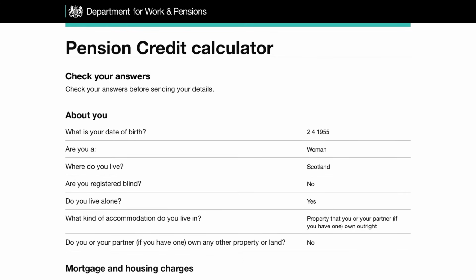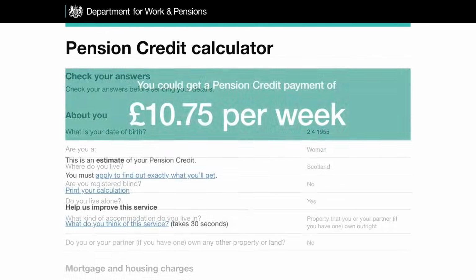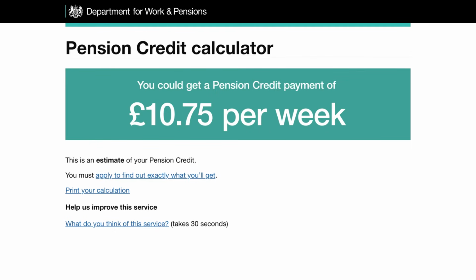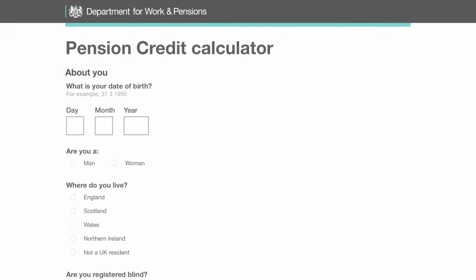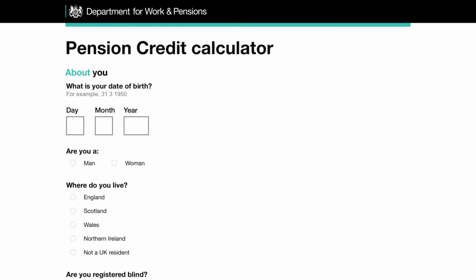After you have completed these sections, you will be given a summary of your answers so that you can check them. You will then receive an estimate of what you could be entitled to. Now let's start with the About You section using a fictional example.